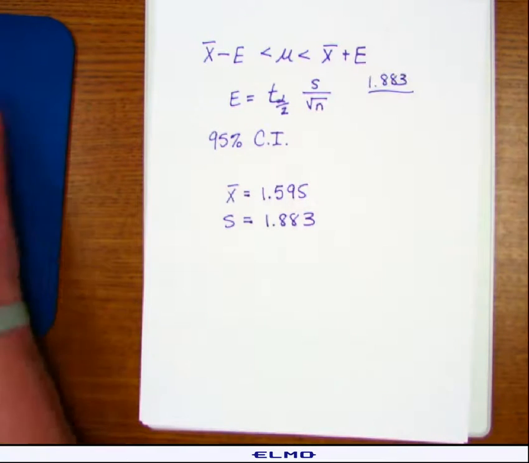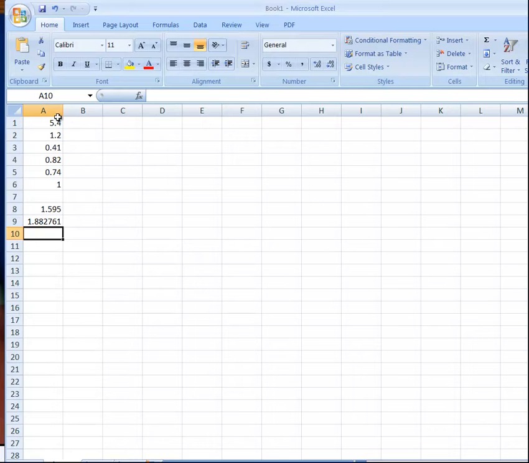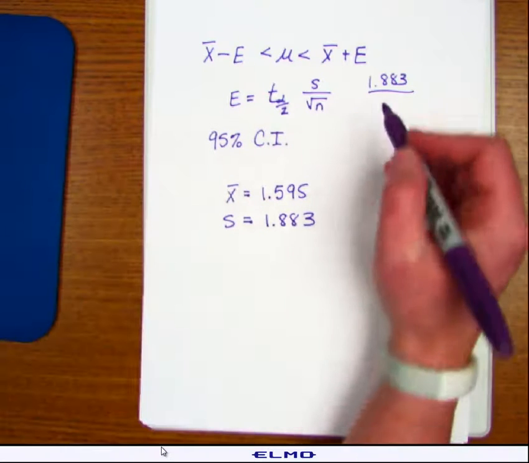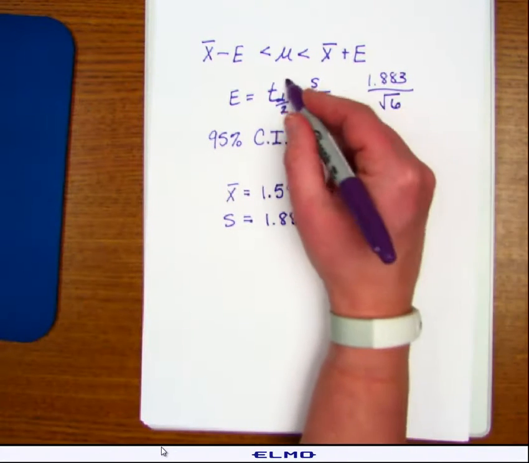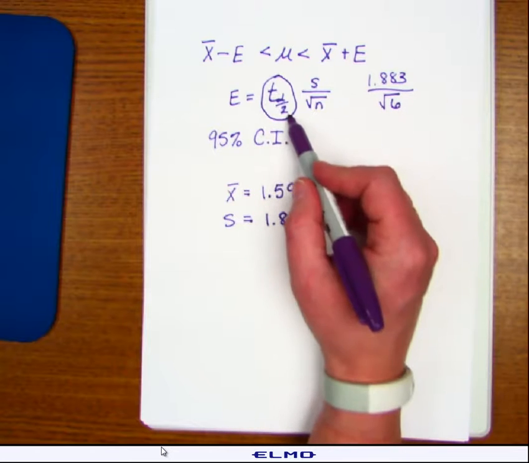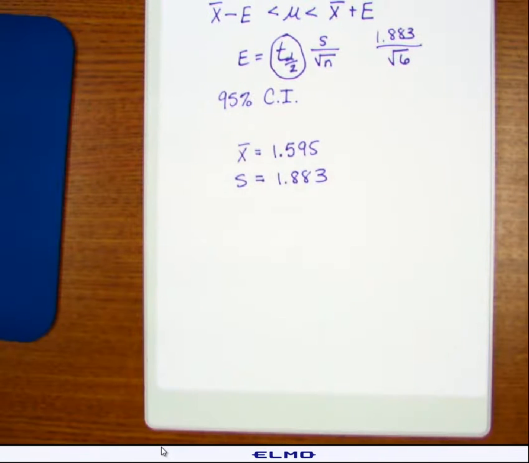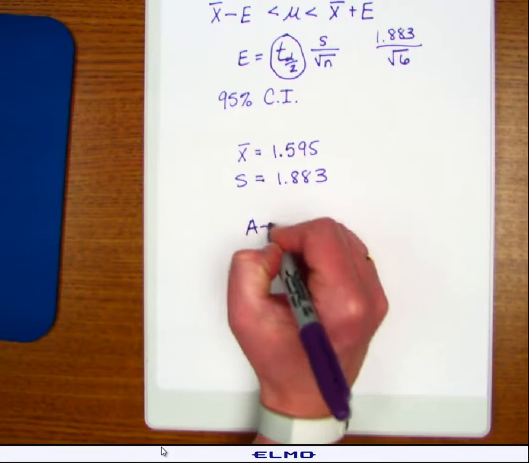Our root n, I think there were 5 observations, 1, 2, 3, 4, 5, 6. So it's going to be the square root of 6, okay? And now we just need to figure out what t alpha over 2 is. We're going to use the table in the back of the book. It is the t table, table A3, okay?